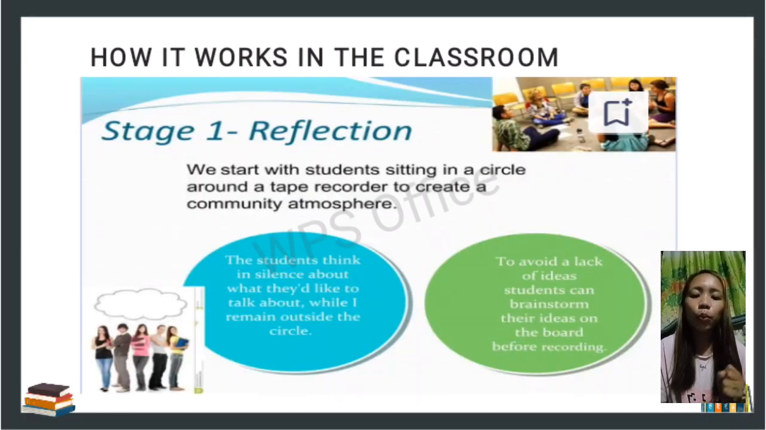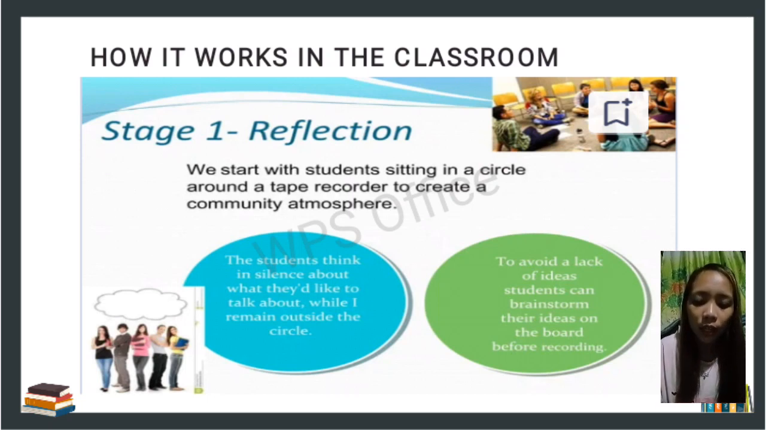So how does it work in the classroom? How does the Community Language Learning Method work in the classroom setting? We have some stages. Stage 1, the reflection.